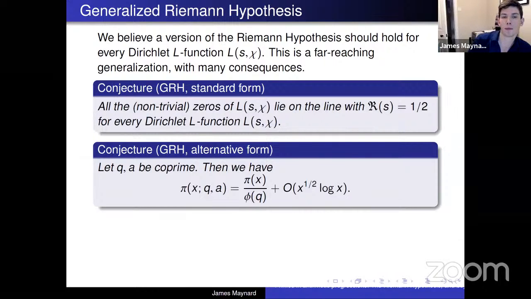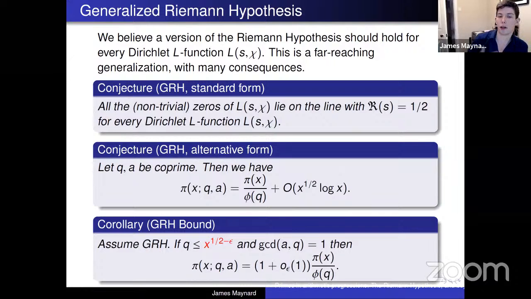And so one consequence of this is that if you assume the generalized Riemann hypothesis, then you get this equidistribution of primes in different residue classes modulo q, for q in a much bigger range, for q going all the way up to essentially the square root of x.